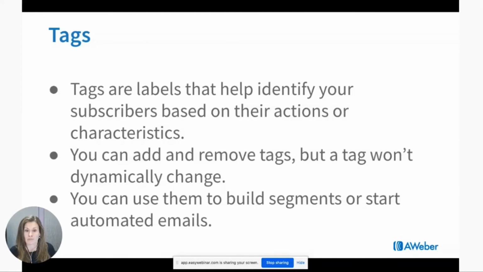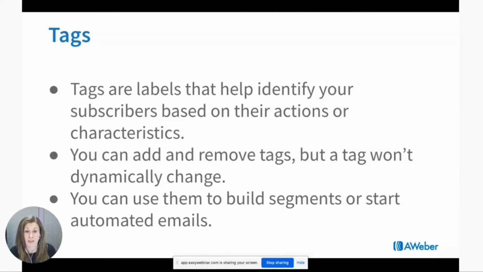Now, tags. Tags are labels that help identify your subscribers based on their actions or characteristics. Now, that sounds pretty similar to segments, right? But there are a few key differences. You can add and remove tags on a subscriber, but a tag won't dynamically change. So if you have a tag on a subscriber of favorite color and the tag is blue, that won't dynamically change. It'll stay as a blue tag unless somehow you go in and change it.